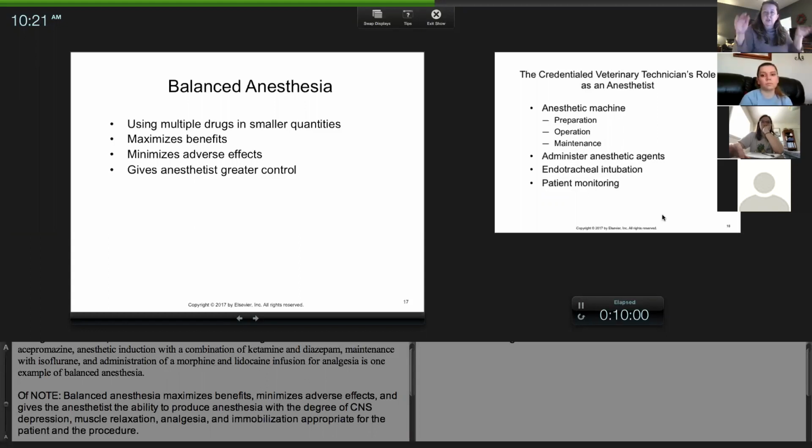Balanced anesthesia is using multiple drugs, and you need to know the definition of this, because this is the whole theory of how we do anesthesia. Multiple drugs in smaller quantities, and it maximizes the benefits of each drug. And it minimizes the adverse effects.